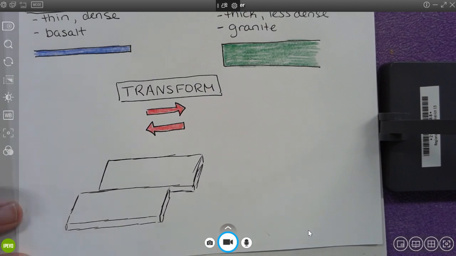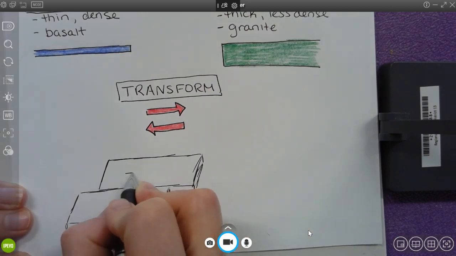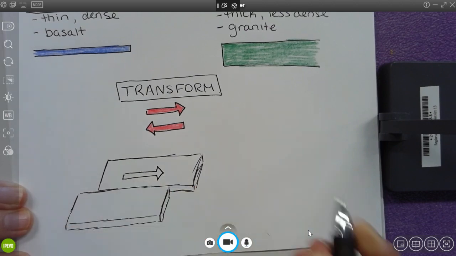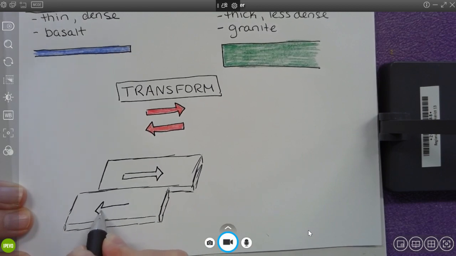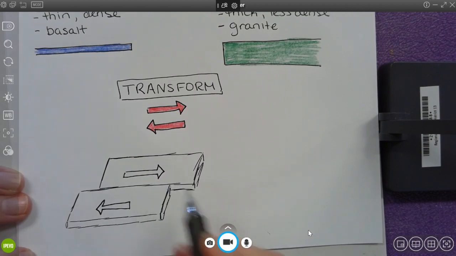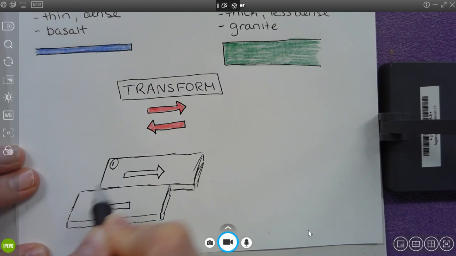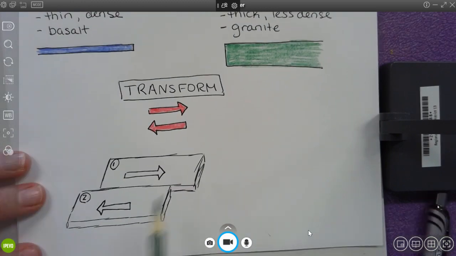Okay, and then what you want to show is that one of these is moving in one direction and then the other is moving in the other direction. So I have plate 1 and plate 2. Now I'm going to color these in green.